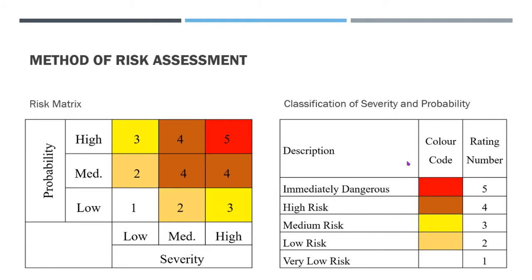For rating number 2, the lower risk, the process is fine but should be monitored regularly. For very low risk, number 1, just keep monitoring the process. We need to keep monitoring the process.